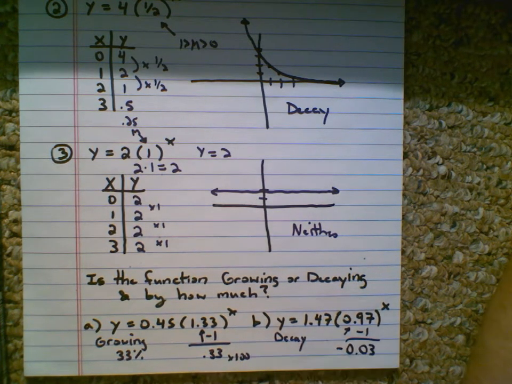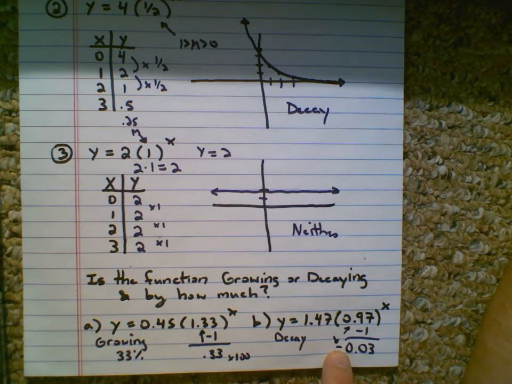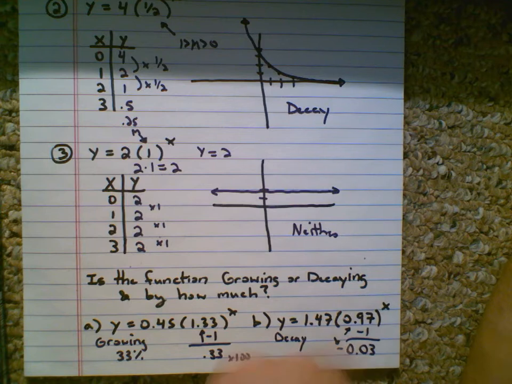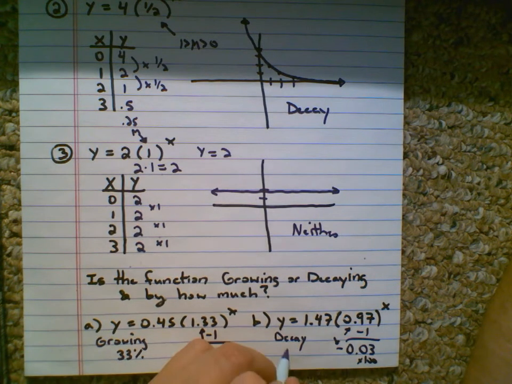0.03. Now, normally when we're talking about the percentage rate, we don't necessarily care as much about the negative. What the negative's telling us is just re-emphasizing the fact that this function is decaying. What we really care about is this number, the 0.03. We times by 100, which switches it to a percentage, and we see that we're decaying by 3%.